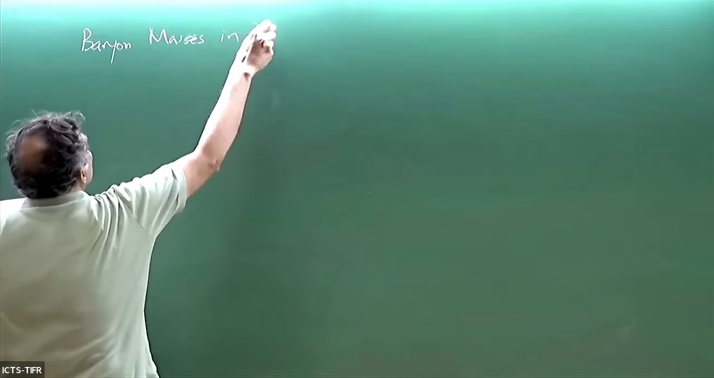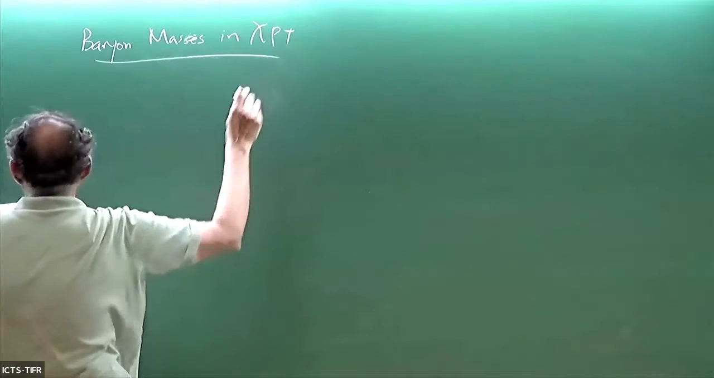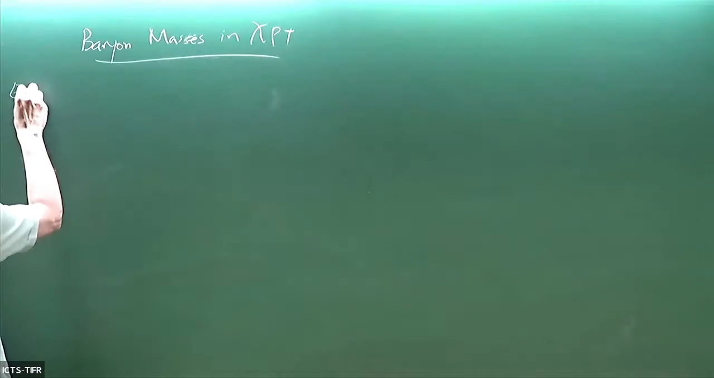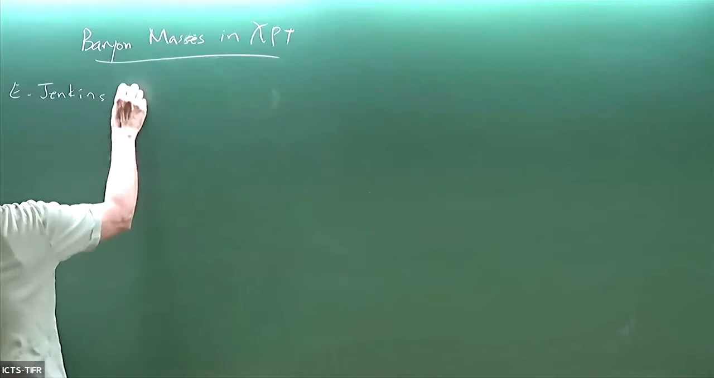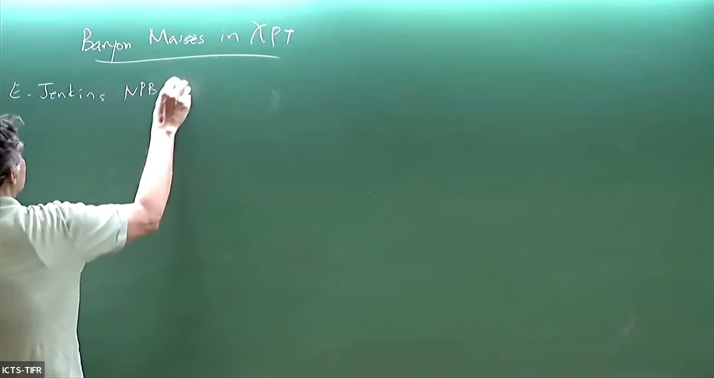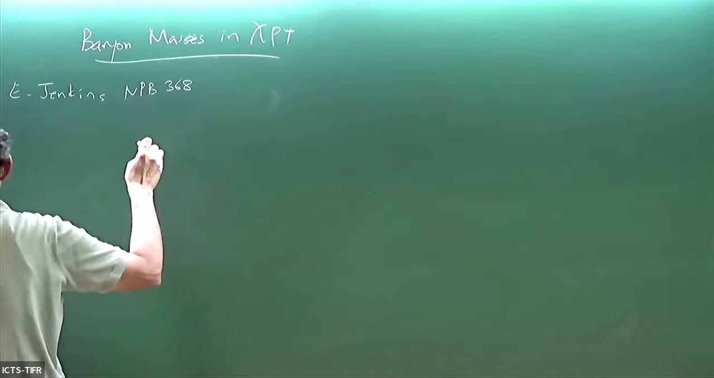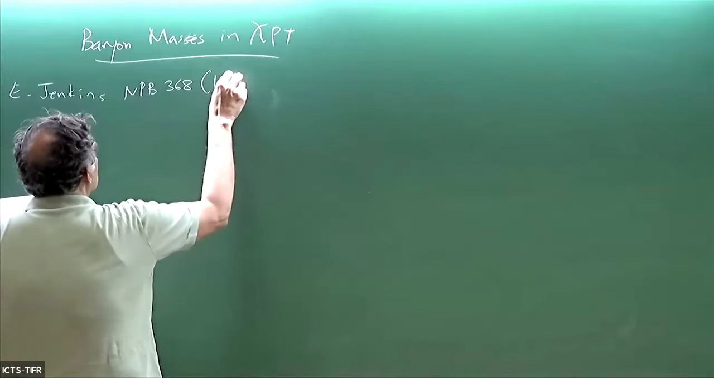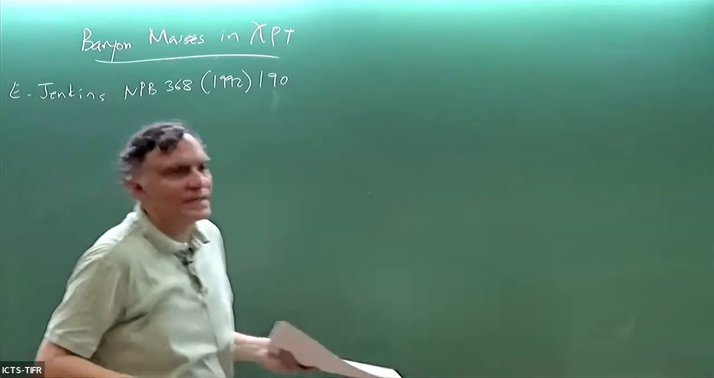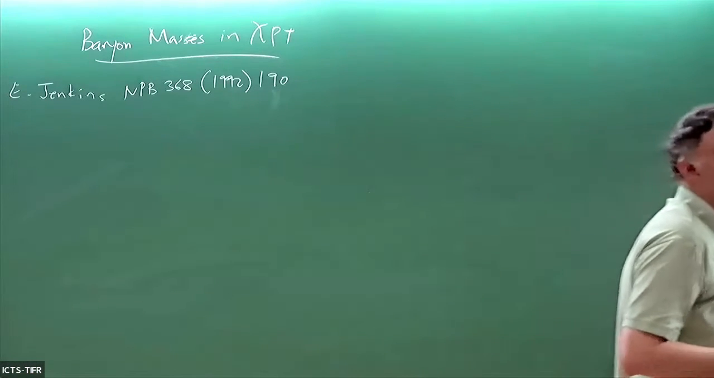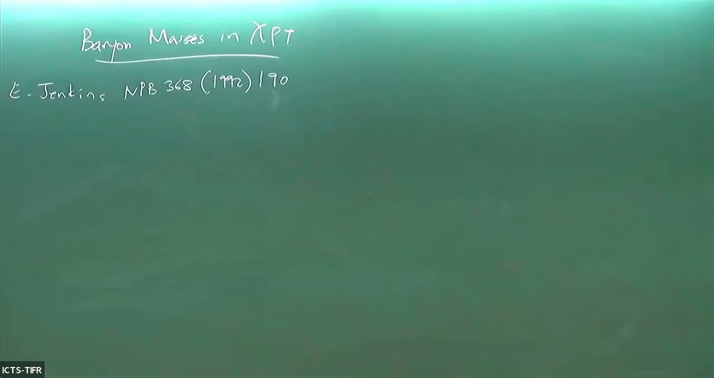So what I want to discuss is the baryon masses in chiral PT. And it's a paper from Elizabeth Jenkins, all this stuff is ancient, Nuclear Physics B 368, 1992, 190. The part I'm doing now basically was done by Murray Gell-Mann in the 1960s. This paper is about doing the one-loop corrections and so on.